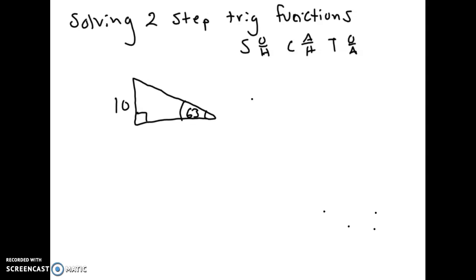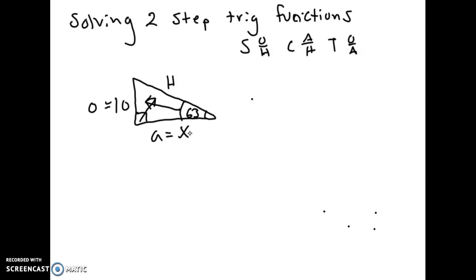So the first thing I do is identify my theta angle, 63 degrees. I'm going to quickly draw my arrows so that I know what sides to label. So this is going to be my opposite side. Across the 90 degrees is our hypotenuse side. And then our adjacent side, which we'll be looking for today, is going to be labeled x.